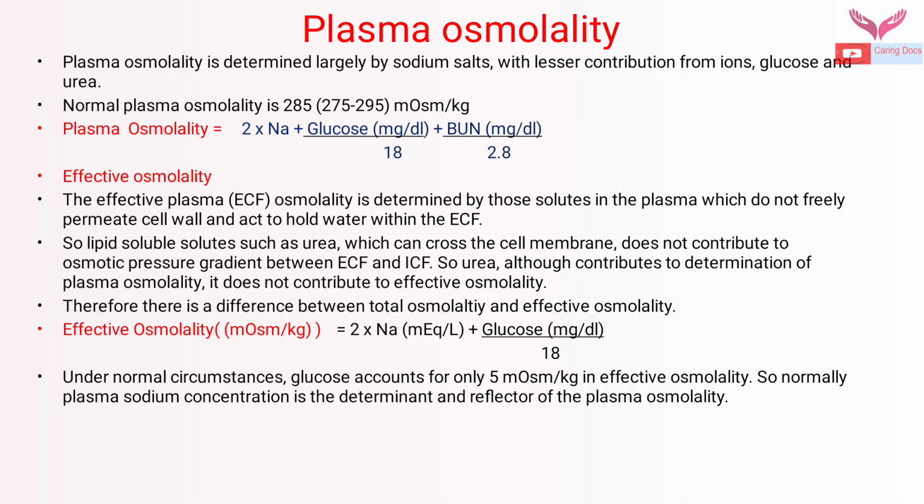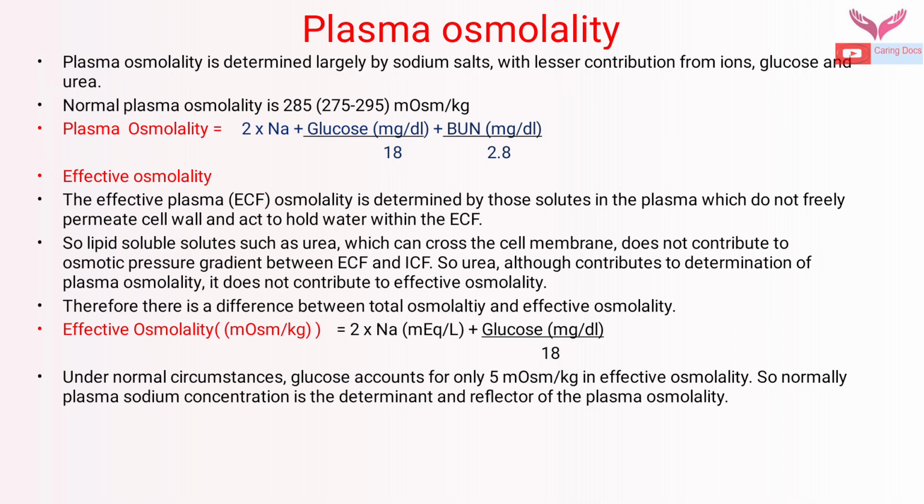Effective osmolality. The effective plasma osmolality is determined by those solutes in the plasma which do not freely permeate the cell wall and act to hold water within the extracellular fluid. So a lipid soluble solute such as urea, which can cross the cell membrane, does not contribute to the osmotic pressure gradient between the extracellular fluid and the intracellular fluid. So urea, although it contributes to the determination of the plasma osmolality, does not contribute to the effective osmolality. Therefore, there is a difference between the total osmolality and effective osmolality.